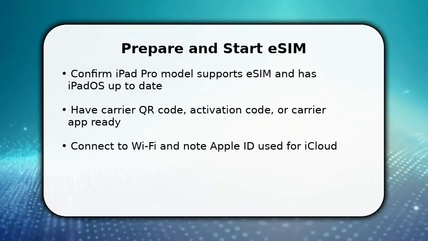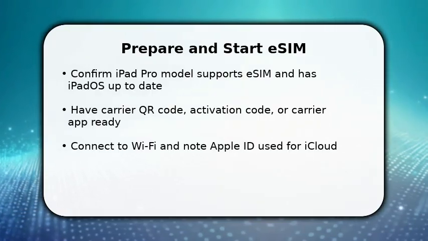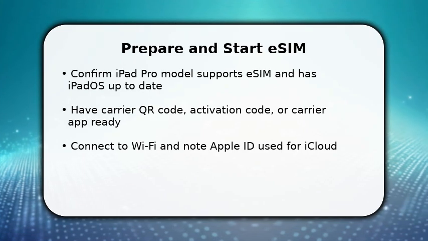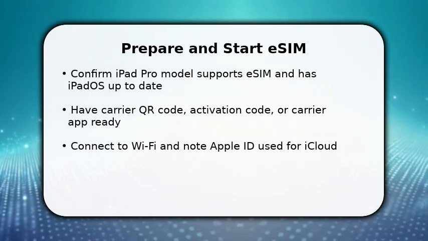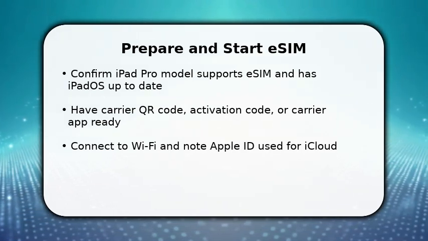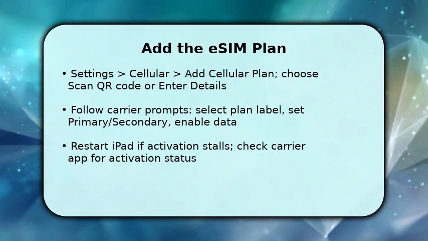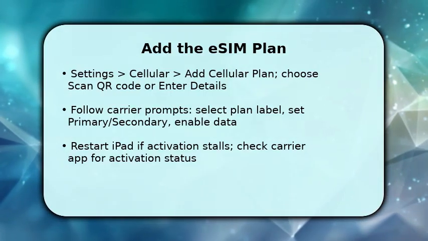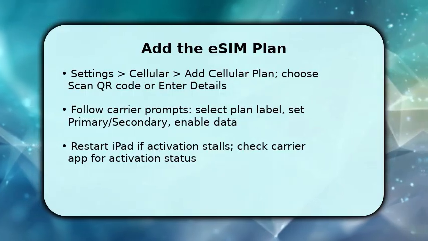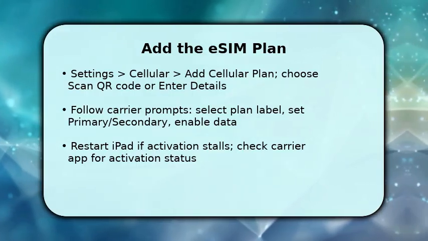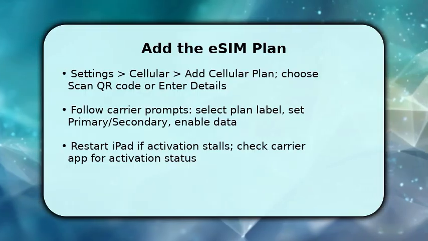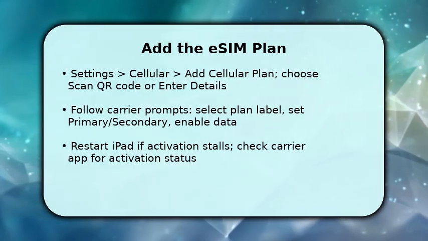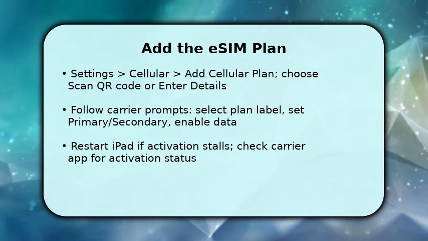Also, connect to a stable Wi-Fi network and verify your Apple ID is signed in so eSIM provisioning can complete without interruptions. Once ready, tap Add Cellular Plan and choose Scan QR Code or enter details based on what the carrier provided. If scanning, aim the camera at the QR until the plan appears. If entering details manually, type the SM-DP+ or activation code exactly.